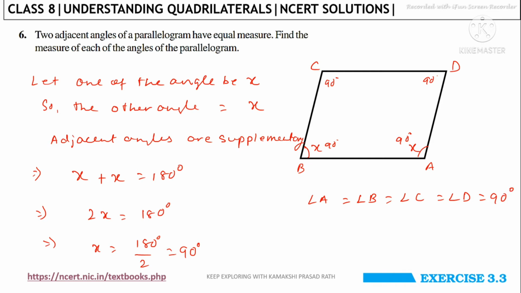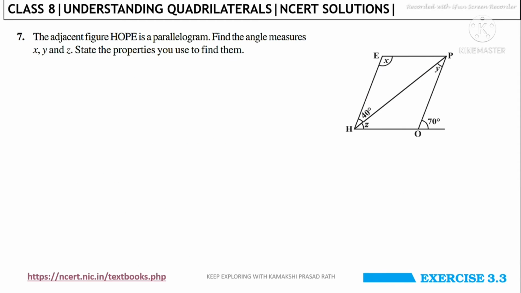Each of the angles will be 90 degrees, because as per the condition, the adjacent angles are equal. So if angle A is 90, this is also 90, and B and D are opposite to each other. So opposite angles are also equal, or even we can say these adjacent angles are equal. So all the four angles are equal to 90 degrees. You have to just remember this small concept, that adjacent angles of a parallelogram are supplementary.